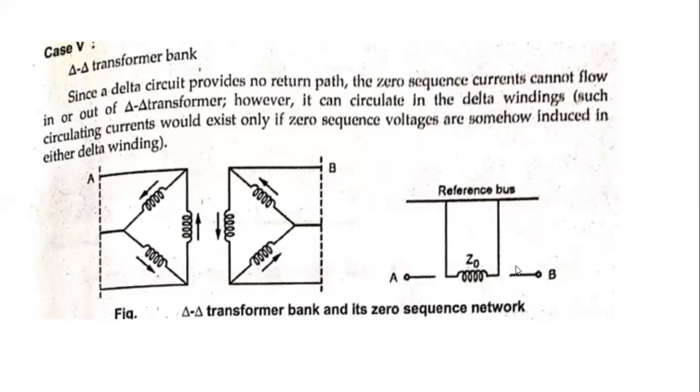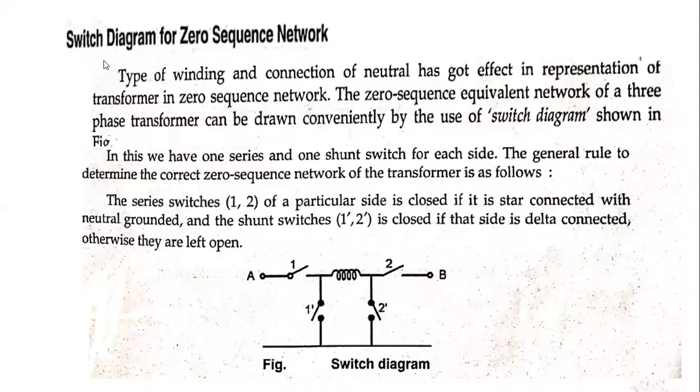That means there is no ungrounded. But there is a path between that zero sequence current to the reference bus. In this case, we remember that equivalent reactance, the equivalent zero sequence component sequence diagrams. Next, the switching diagrams for the zero sequence networks.